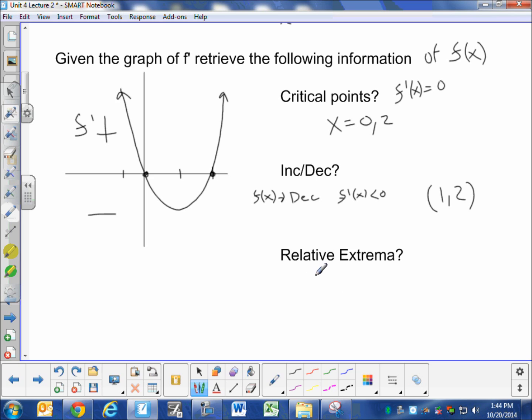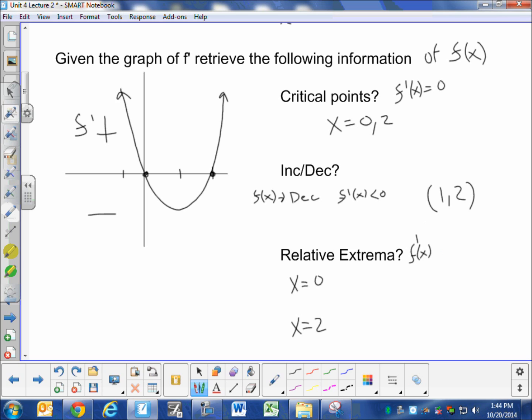Now, relative extrema. So we know we have critical points at 0. We know we have a critical point at 2. So our relative extrema automatically is definitely not 1. That is not going to be the location of relative extrema. It'll be a different location of something that we'll look at next class, but this is just the relative extrema of f prime. I want to find the relative extrema of f.